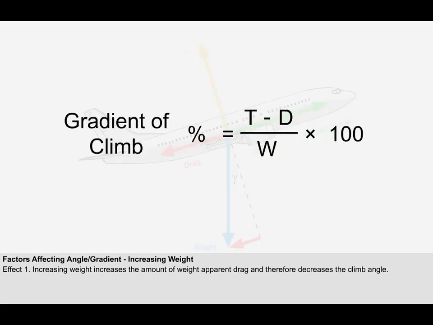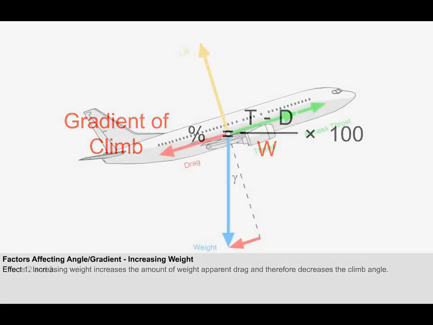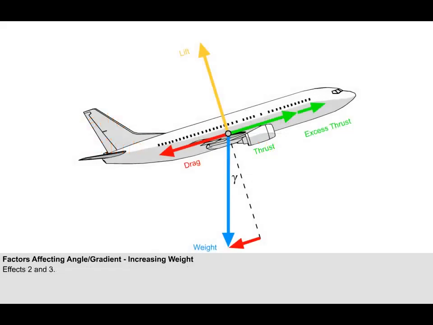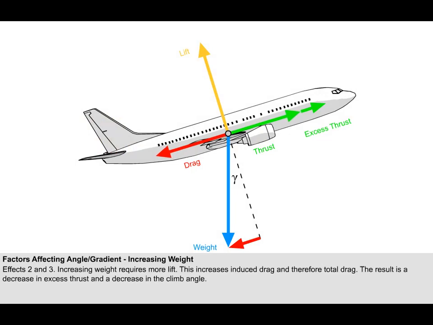This effect can also be observed in the formula for the gradient of climb. If the weight increases, then the division is by a higher number, and so the gradient of climb will be less steep. Weight has another effect on the angle of climb though. An increase in weight will require an increase in lift. If lift is increased, then lift-induced drag will increase, which in turn will increase total drag. This increase in drag will reduce the excess thrust available.